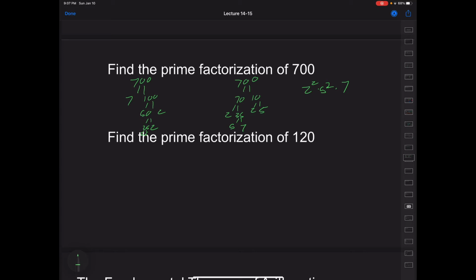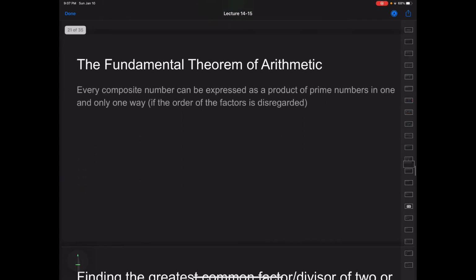And now let's look at the prime factorization of 120. Do this one on your own for practice. 120 is 10 and 12. 12 is 4 and 3. 4 is 2 and 2. 10 is 2 and 5. And that is a reminder on prime factorizations.